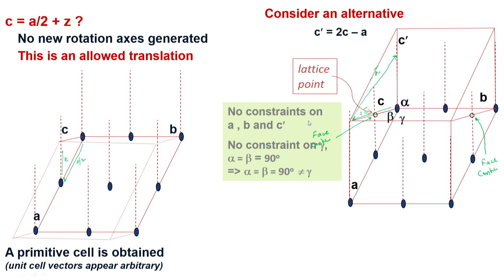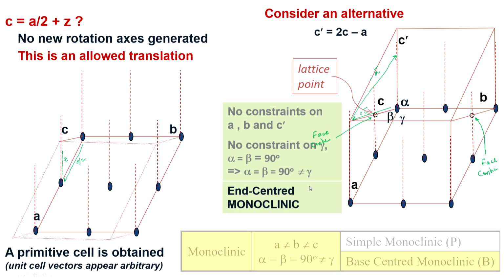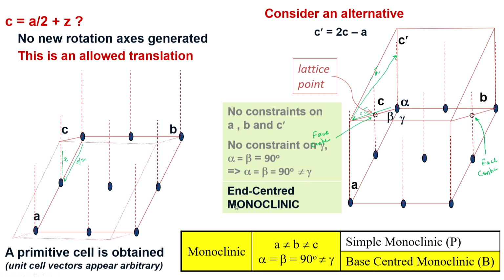Again, we have no constraints on the lengths A, B and C prime, no constraint on gamma, but alpha equals beta equals 90 degrees. So, this is again a monoclinic, but it is now no longer a primitive monoclinic, it is a non-primitive monoclinic which we could call an end centered monoclinic or a base centered monoclinic.